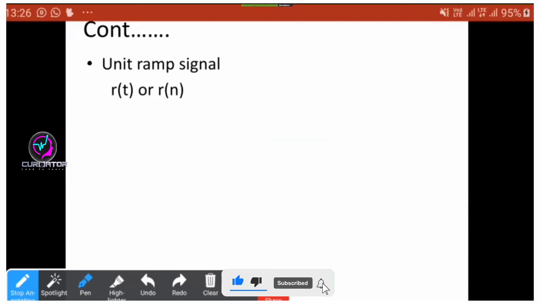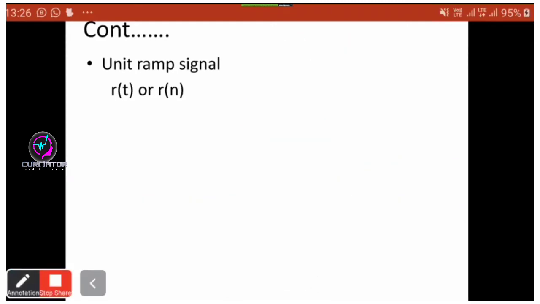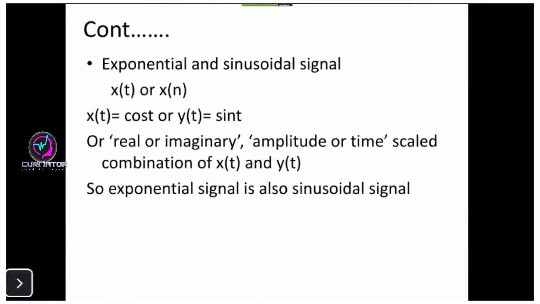Let us discuss the sinusoidal or exponential signals first. A very important signal. We will go through this signal throughout the course of signals and systems. Also, in many other subjects, EC engineers and CSE engineers will study and use this signal in digital signal processing, communication engineering, communication theory, digital communication. In all these papers we will use this signal.